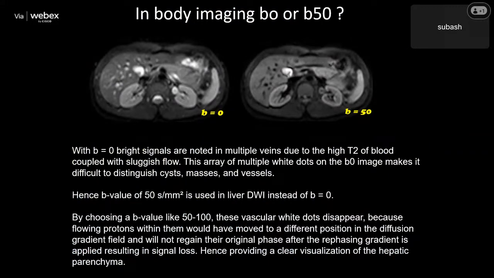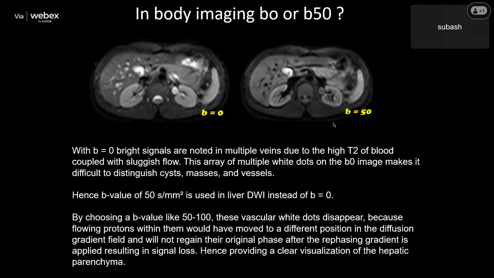Usually when you are doing brain, you use a b value of 0 and a b value of 1000 to create a diffusion weighted image in the brain. But in the body, if you use b value 0, you see a lot of bright regions here in this abdominal area. You can see the two kidneys, liver, spleen and all that. You should not confuse this with restricted diffusion. So what you do is you don't use b of 0.